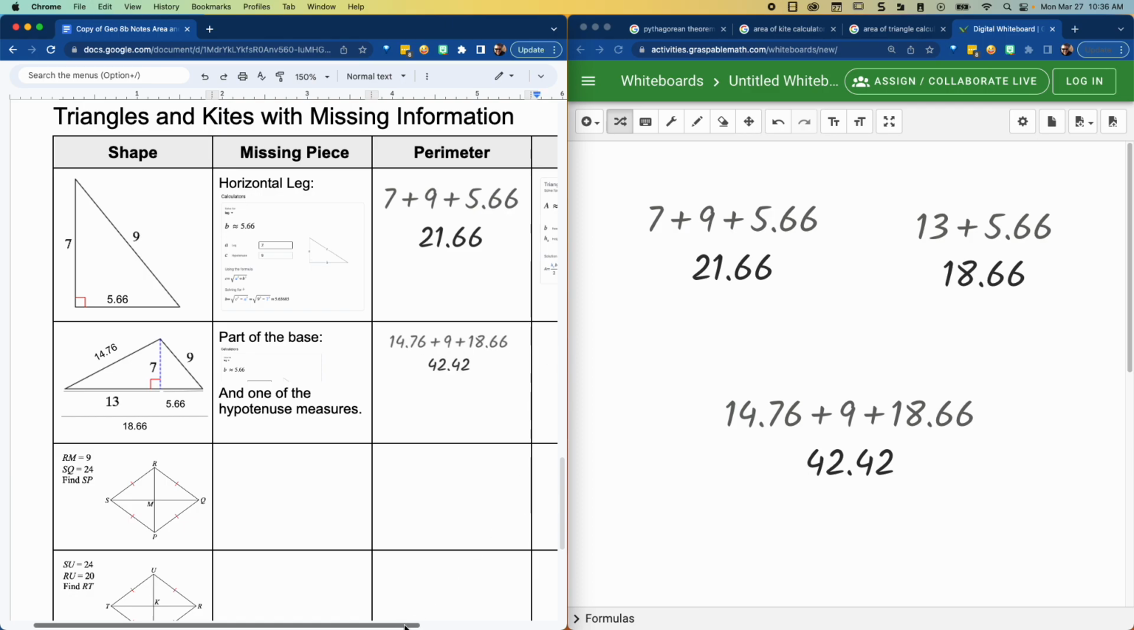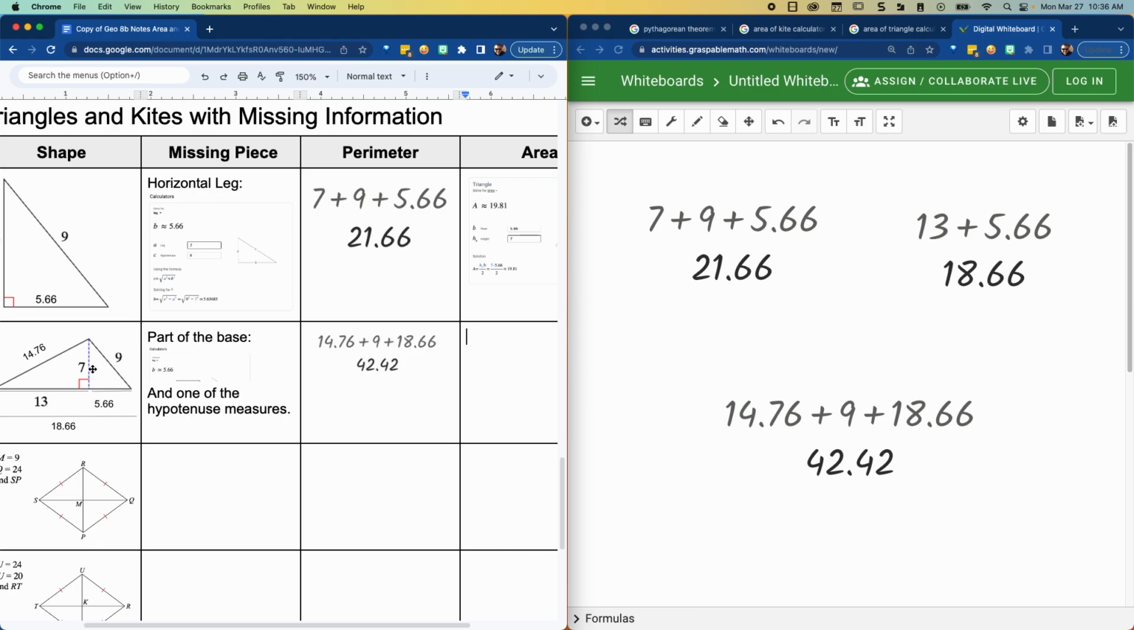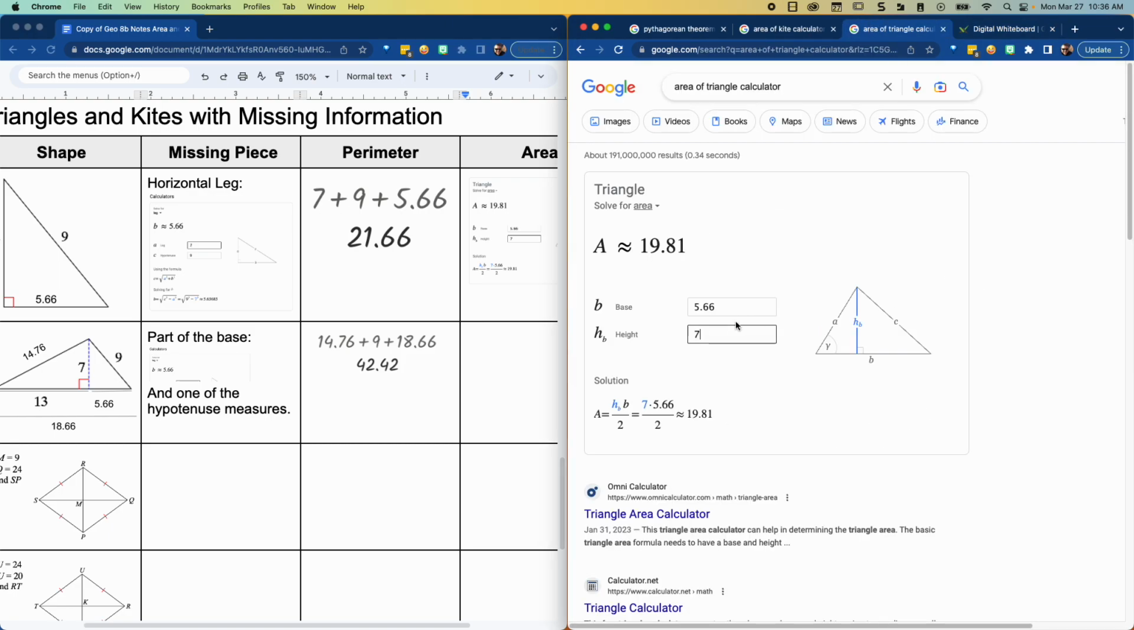For the area, we're looking for the height, which is 7, times the total base, 18.66. So again, it's a triangle like this. The height is 7, but the total base is 18.66.